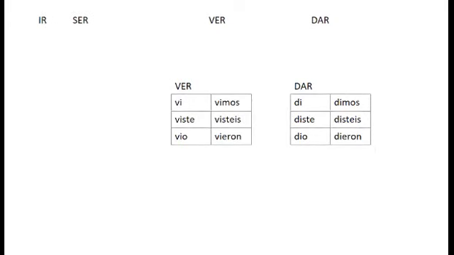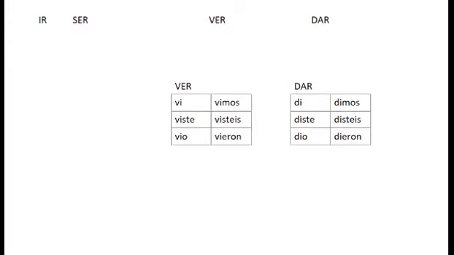Now the next two are going to be a 2-for-1 deal because they're the same conjugation, ir and ser, even though they mean different things. If we use this in the yo form, ir in the preterite means I went, and ser in the preterite means I was.